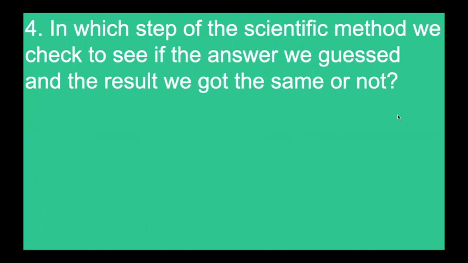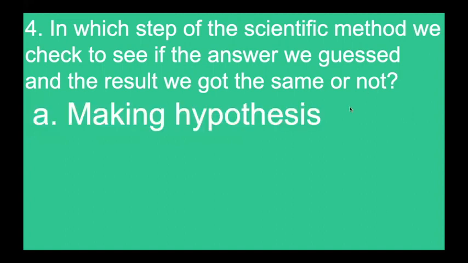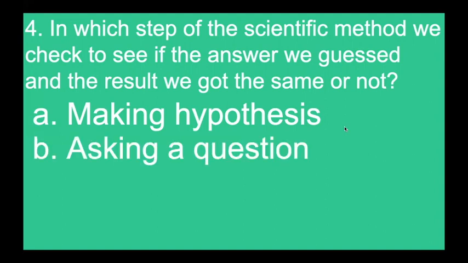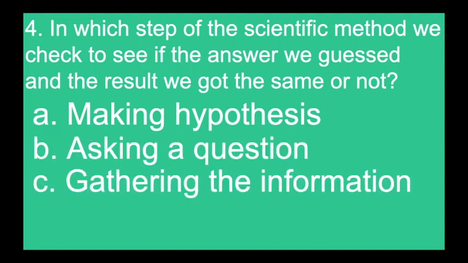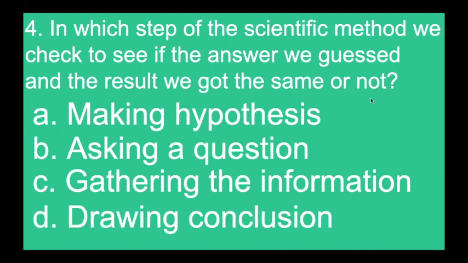One more time. In which step of the scientific method do we check to see if the answer we guessed and the result we got are the same or not? Answers: A. Making hypotheses. B. Asking a question. C. Gathering the information. D. Drawing conclusion. All right, you can stop the video, read the question one more time, and find the right answer. Okay, A, B, C, or D.